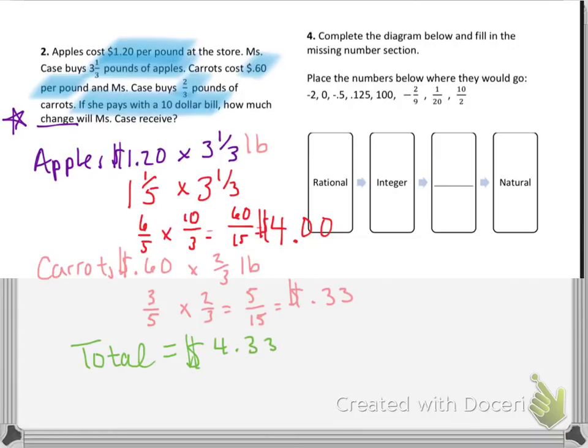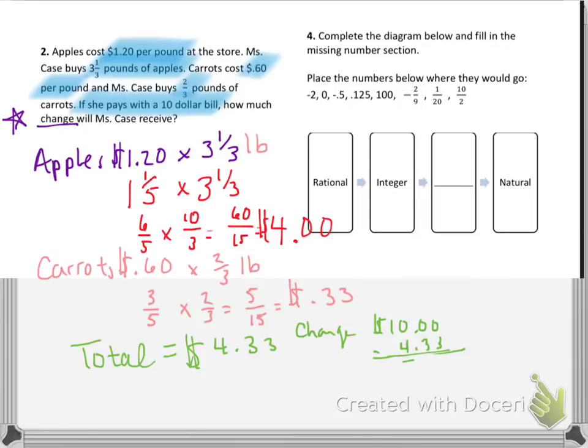But that's not what the question is asking for. To find change, you take how much she paid, which is $10, and you subtract how much she bought, which is $4.33. So your answer is $5. Oh, you can barely see that. Let me redo that.